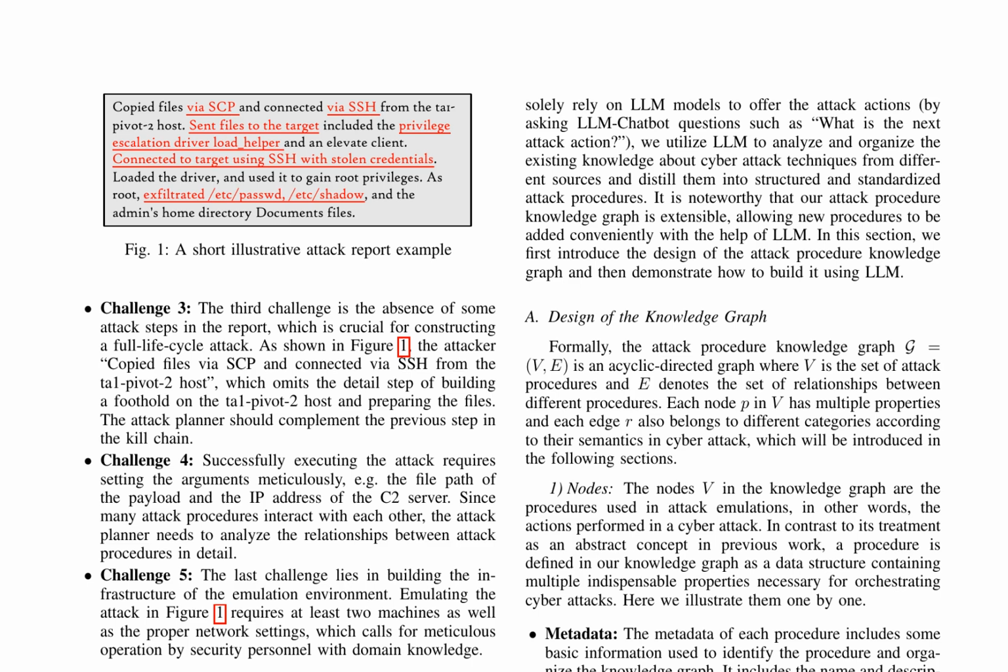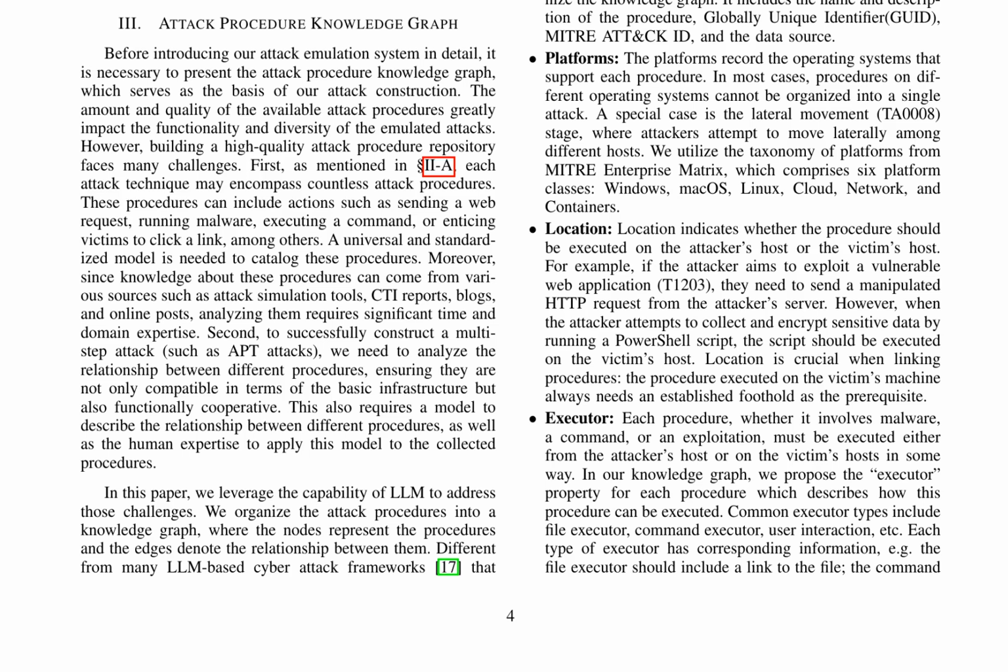Finally, building the infrastructure of the emulation environment requires meticulous operation by security personnel with domain knowledge. To address these challenges, the paper proposes an attack procedure knowledge graph, which serves as the basis of the attack construction. The graph is an acyclic directed graph where nodes represent procedures and edges denote relationships between them. Each node has multiple properties, including metadata, platforms, location, and executor. The graph is extensible, allowing new procedures to be added conveniently with the help of LLM.